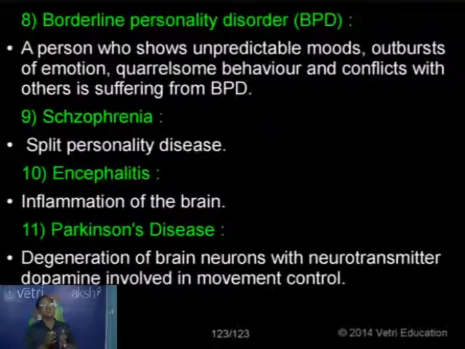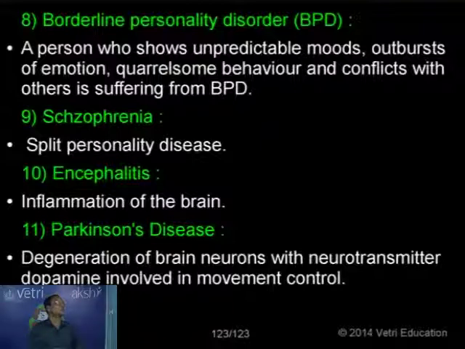When the neurons with the neurotransmitter dopamine, the one which controls movement, are destroyed, the persons have shivering of the arms, unable to keep the arms still, body shaking, head shaking, or shivering of the entire body, and that condition is called Parkinson's disease after the name of the person. A famous boxer, Muhammad Ali, the world champion, developed this disease. So this is because of the degeneration of the brain neurons along with the neurotransmitter dopamine, which is involved in movement control.